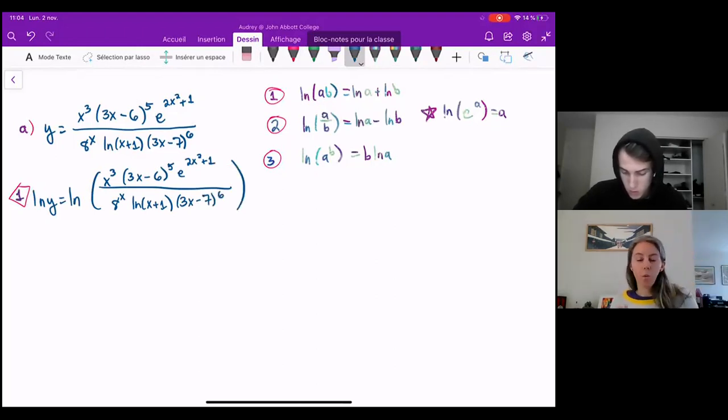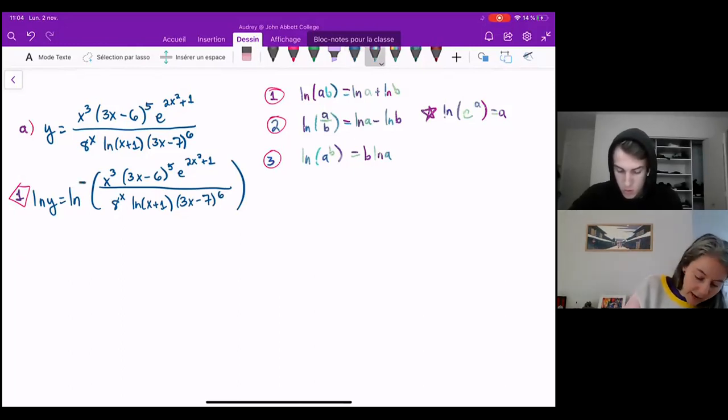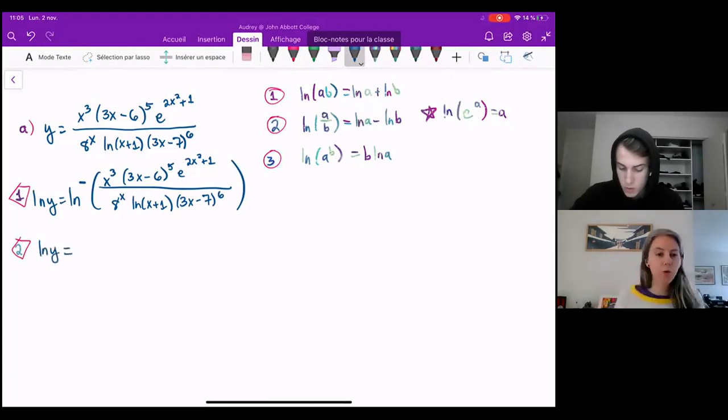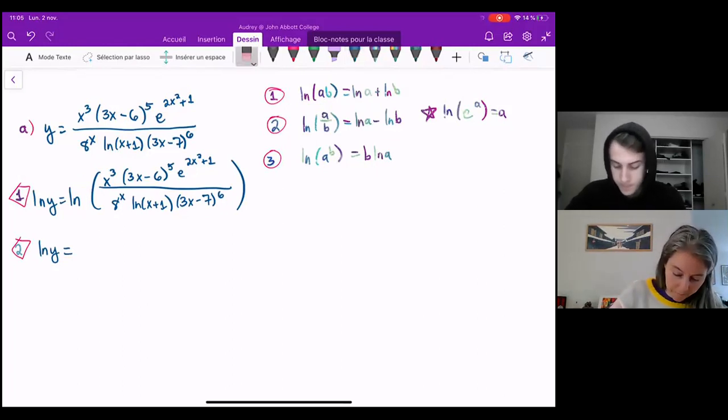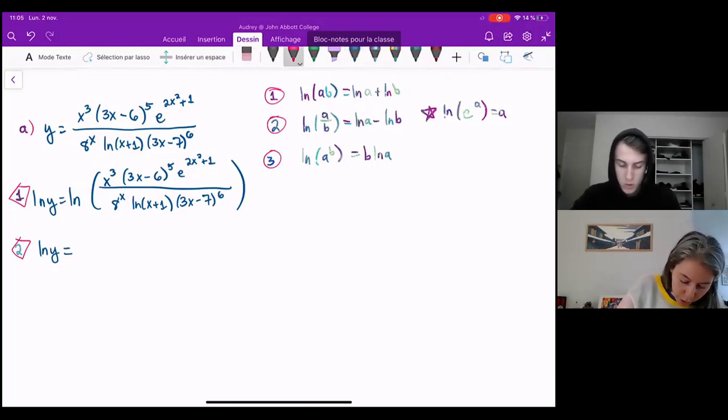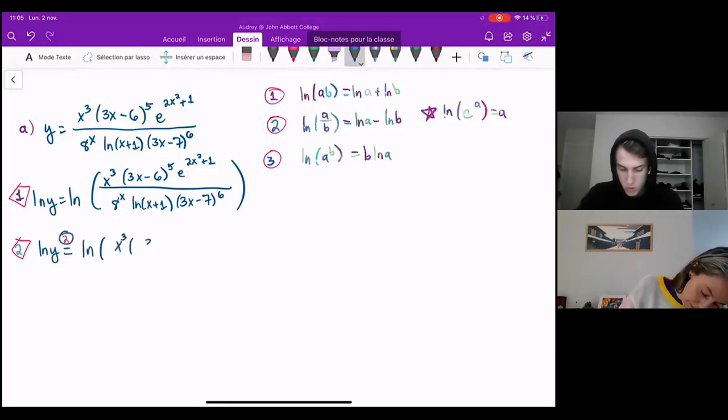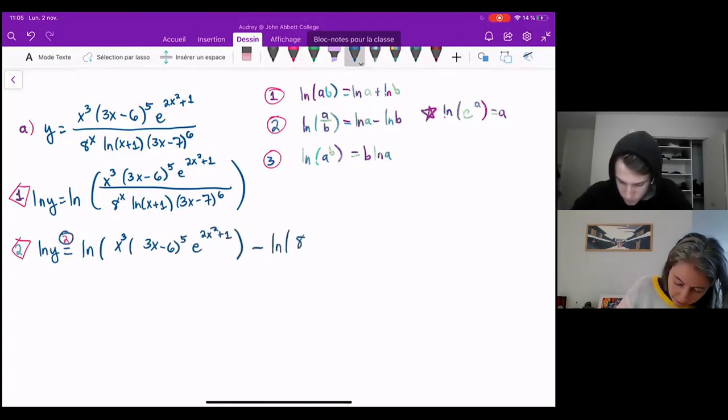Good. Now, which one of those 3 rules can I use first for my second step, which is to simplify? The second one. You got it, Kenna. I can separate my quotient. So here we're using rule 2, and we're separating that quotient. So I'm going to have ln of the top minus ln of the bottom.